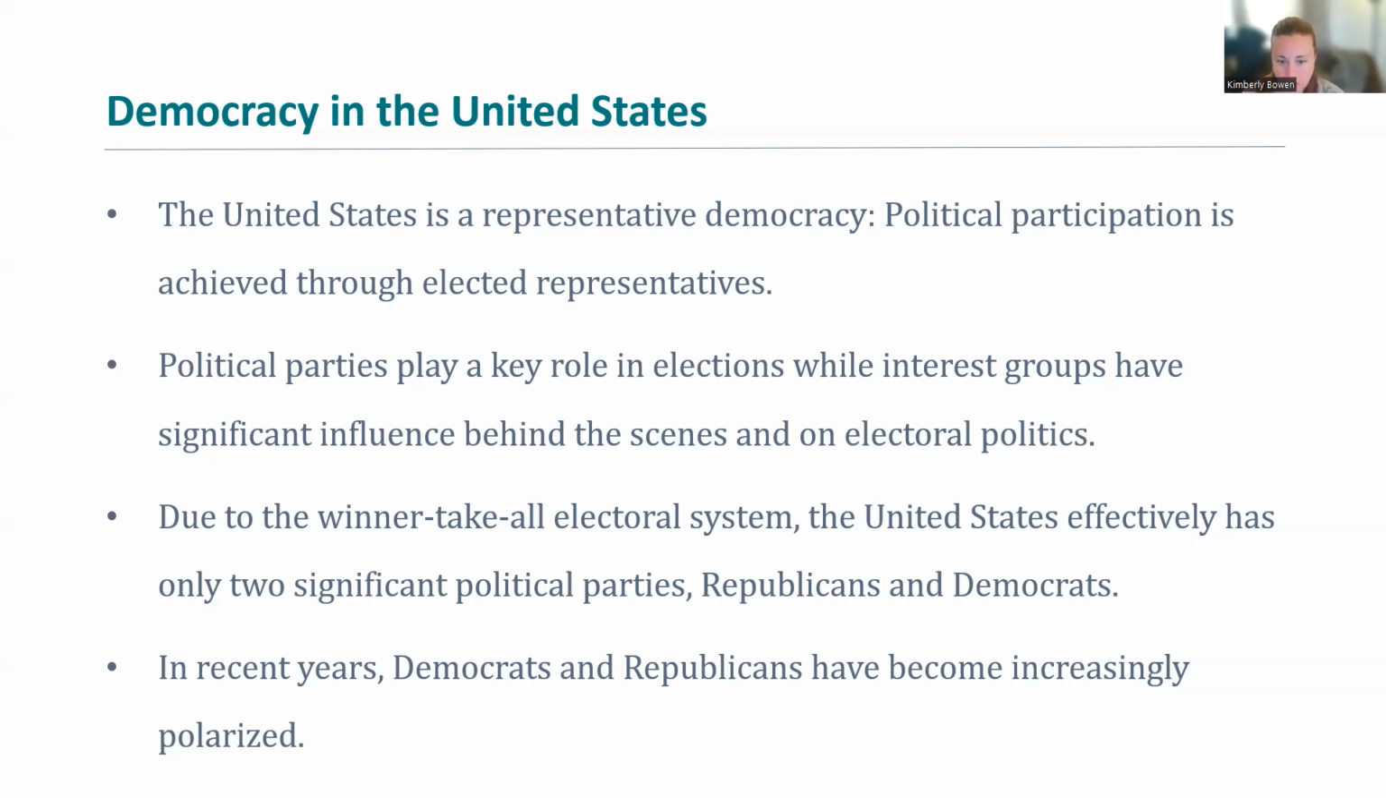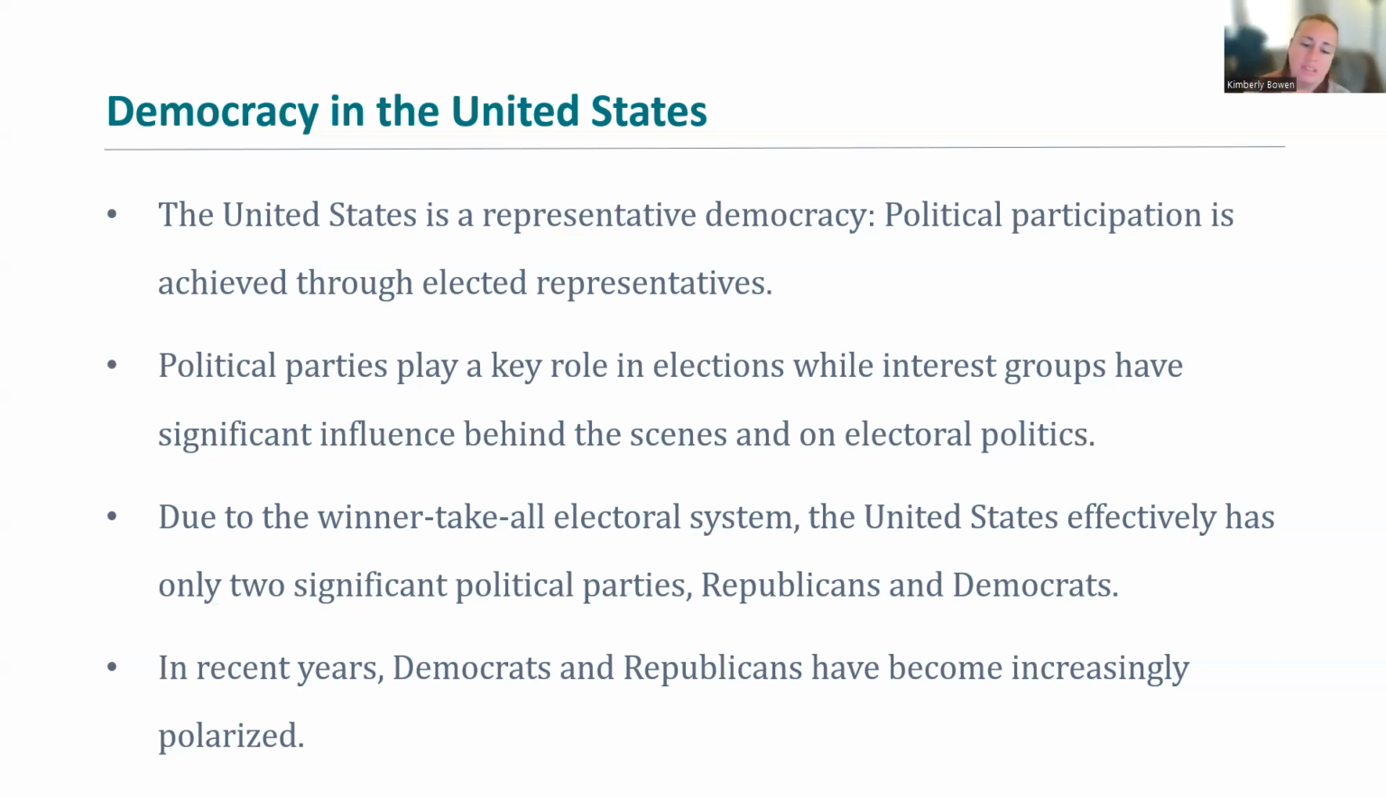Due to this winner-take-all electoral system, the United States effectively has only two significant political parties, which is Republicans and Democrats. Again, also pay attention to what interest groups significantly influence these by the money that they put into it, by how these interest groups end up influencing their elected officials on laws and policies that these interest groups want for themselves, not for the democracy as a whole or for the people that that democracy impacts or leads. So make sure that you pay attention to what these interest groups are vying for and how they're lobbying. That's the word I was looking for. How they're lobbying for these things within the political process.